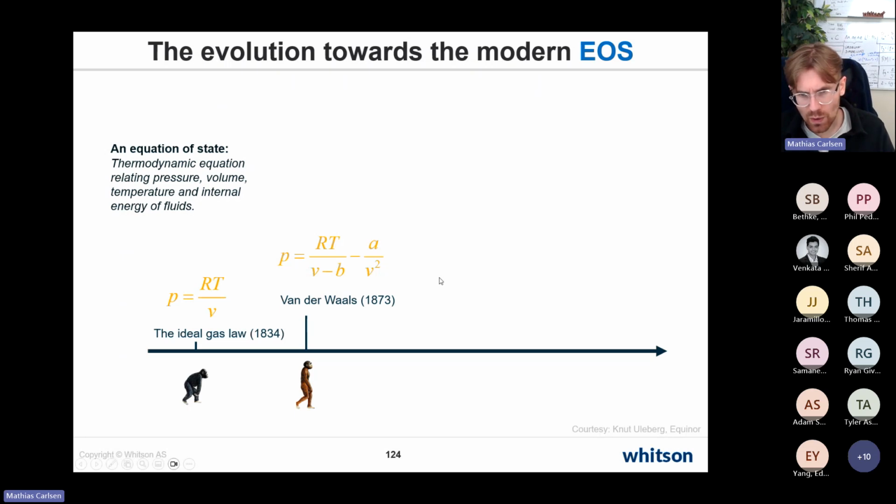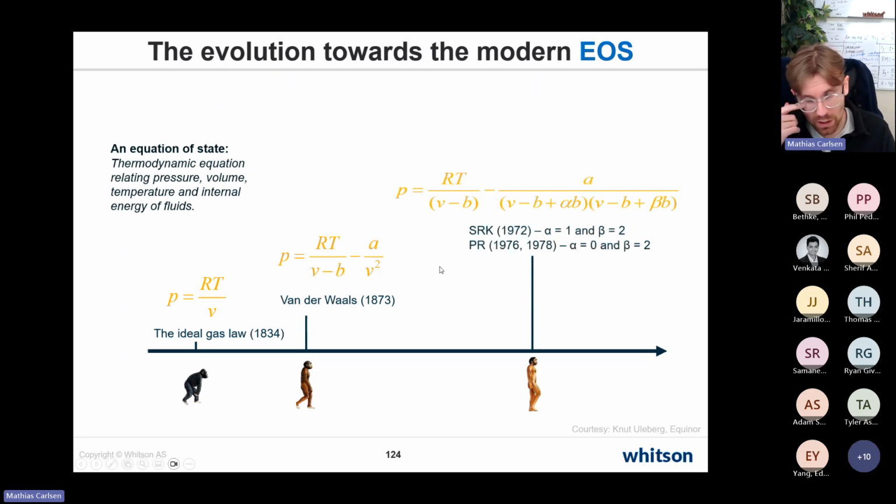And in the 70s, a few different communities in the oil and gas domain developed the so-called SRK equation of state and the so-called Peng-Robinson equation of state. Both of those equations of state are the industry standard today. They're both cubic, and 99.9% of the PVT calculations use either of these equations.